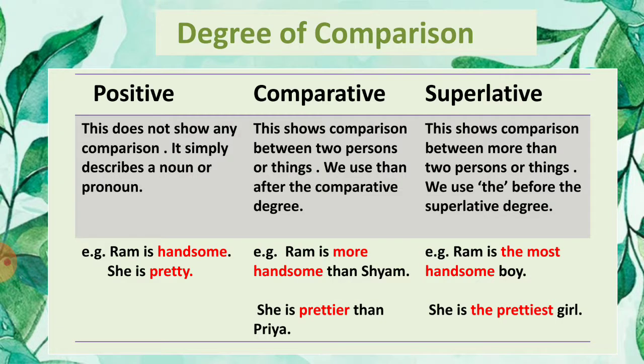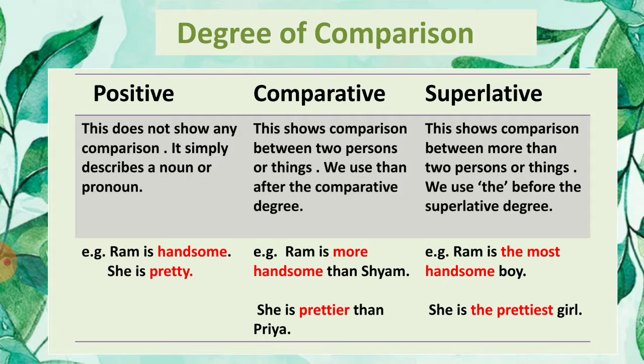We have 3 degrees of comparison: positive degree, comparative degree, and superlative degree. Positive degree does not show any comparison. It simply describes a noun or a pronoun, right? So positive degree of adjective does not show any type of comparison. It is only used to describe a noun. For example, Ram is handsome, she is pretty.